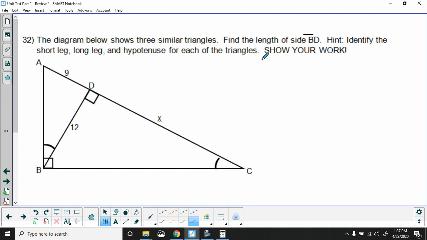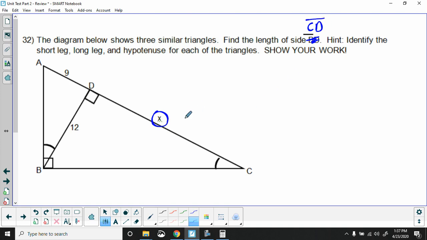What is going on right now? I'm thinking they're trying to solve for x. I'm going to scratch this out and put CD. All right, now we're back in action.